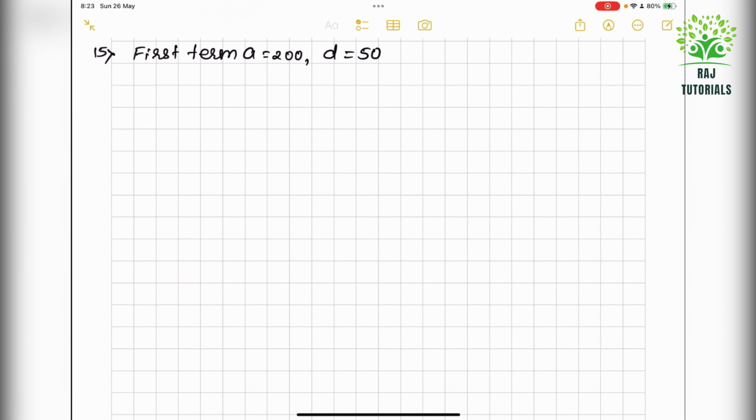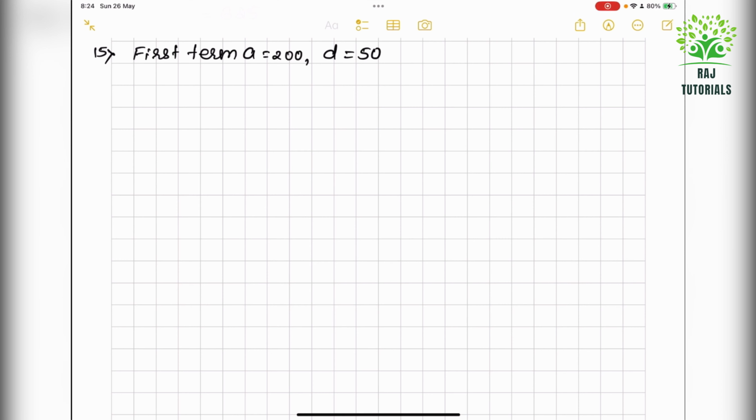Now the 15th question says a contract on construction job specifies a penalty for delay of completion beyond a certain days as follows. Rupees 200 for the first day. So A is 200. Rupees 250 for the second day. So 250 means D will be 250 minus 200. So 50 rupees is the delay charge, that is D I got, and so on, 50 more than the preceding day. How much money the contractor has to pay as penalty if he delays the work for 30 days?